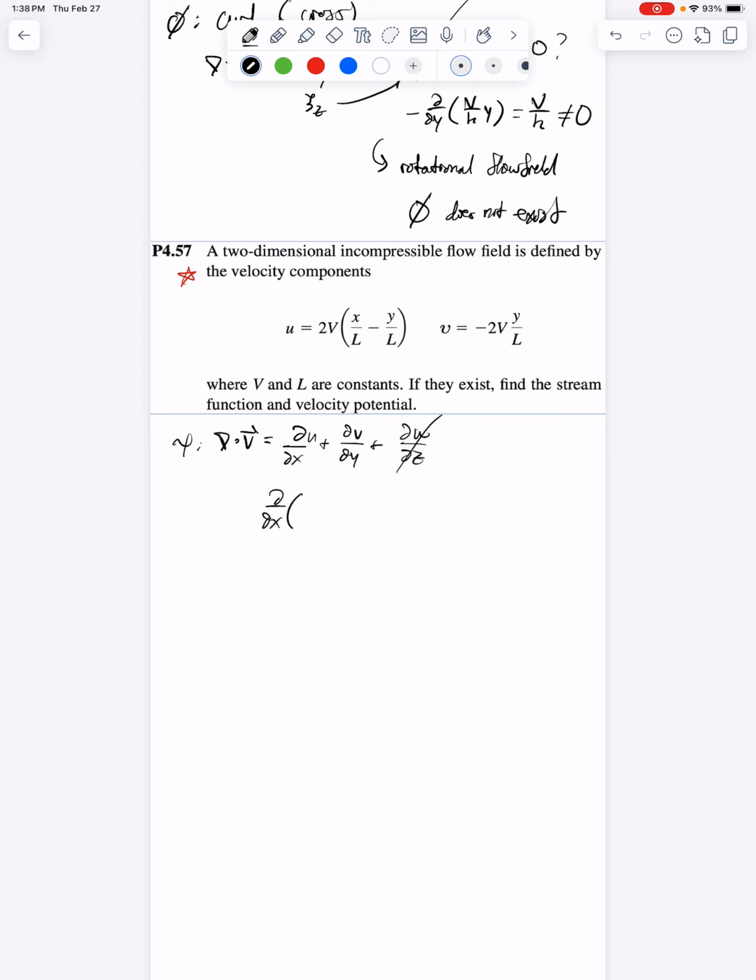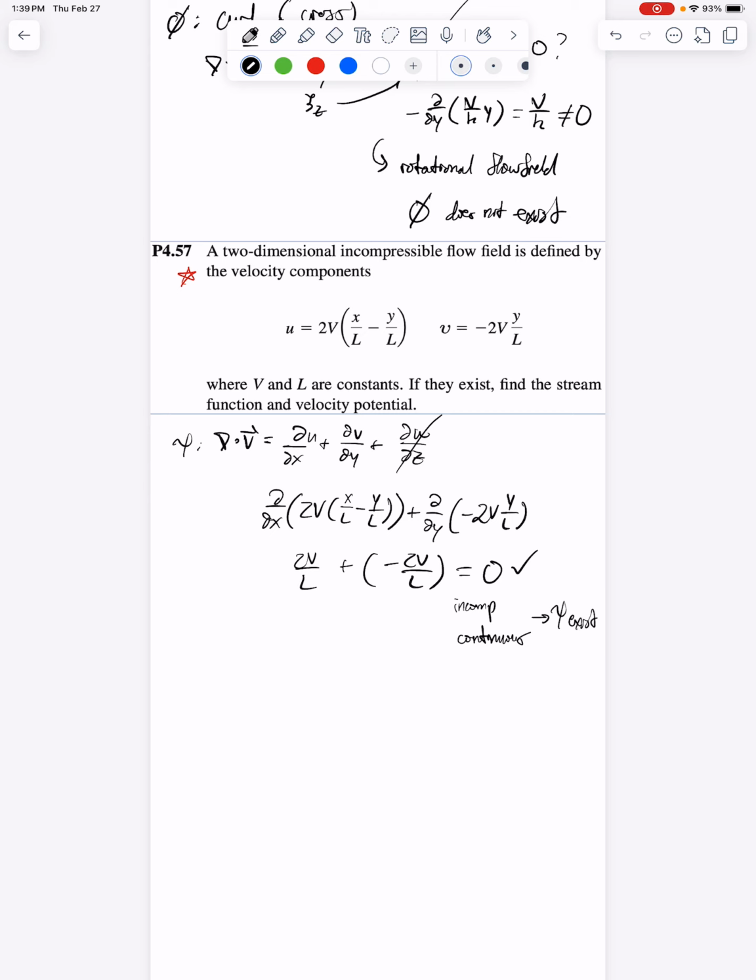So x derivative of 2v times x over L minus y over L, plus y derivative of negative 2v y over L. X derivative of x over L, that's 1 over L, multiplied by the constant 2v. X derivative of y, 0. Y derivative of y over L, that's 1 over L, times the constant negative 2v. I get negative 2v over L. These two terms cancel out. I get 0. Once again, what does this imply? For an incompressible flow field, this is our assumption, we have a continuous flow field. Therefore, psi does exist.